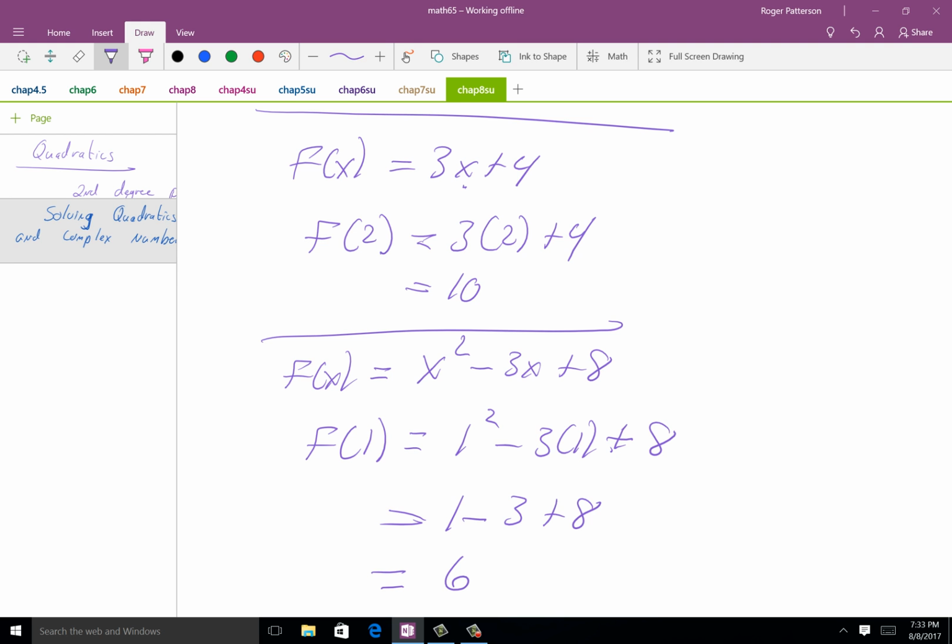Okay, that's how you evaluate them. Very straightforward. So there's a whole bunch of evaluations. I'm looking at them right now. They give you different functions with different rules or equations, and you just put those numbers in it.